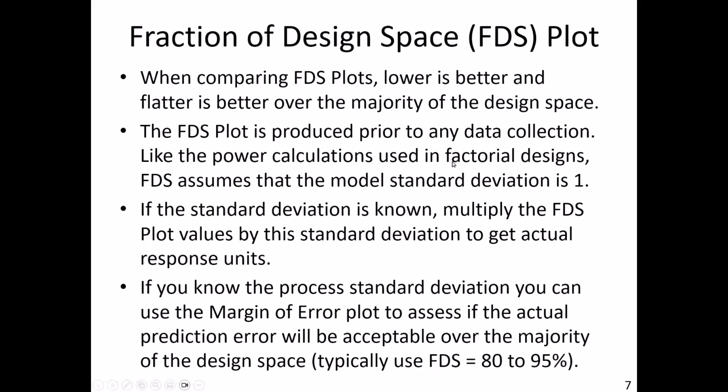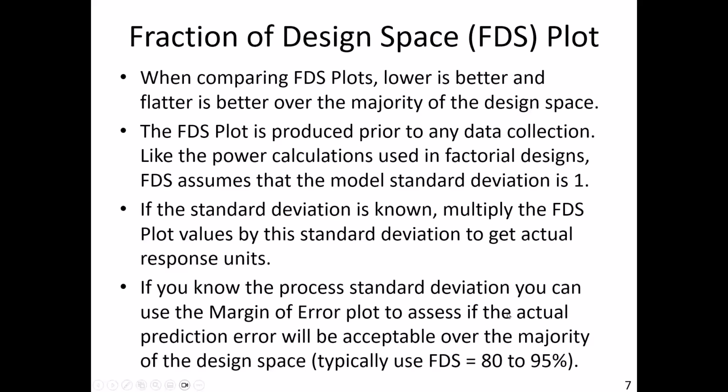So like the power calculations used in factorial designs, FDS assumes that the model standard deviation is 1. However, if you know the standard deviation, you simply multiply the FDS plot values by the standard deviation to get actual response units. So you basically have either a standardized or actual, depending on whether or not you know the process standard deviation.